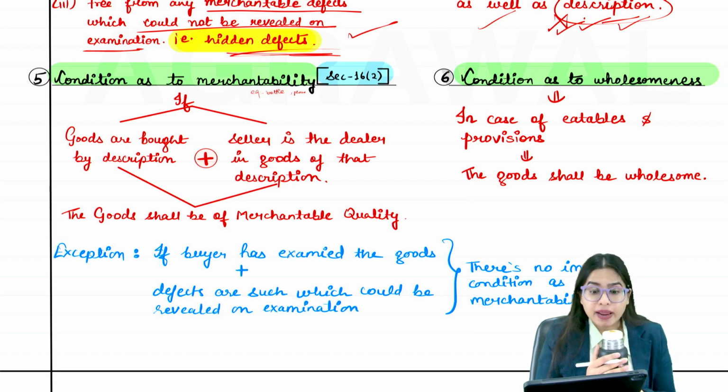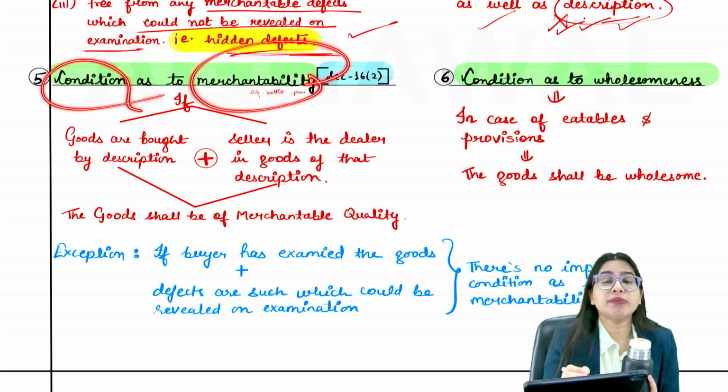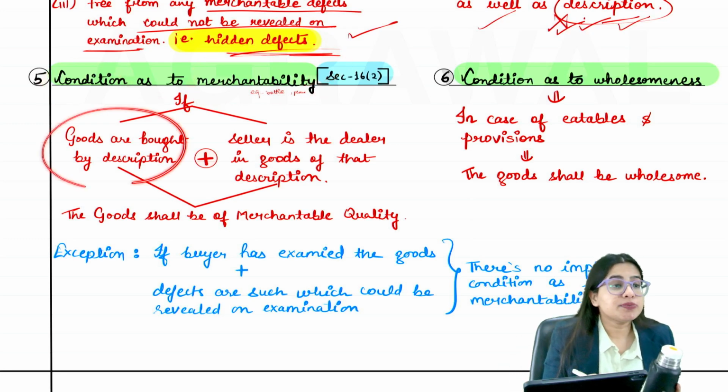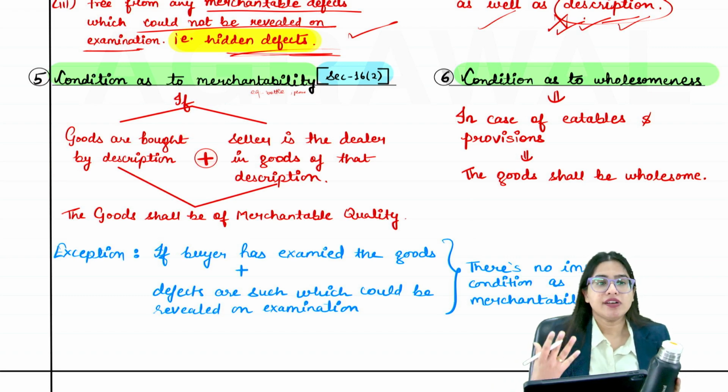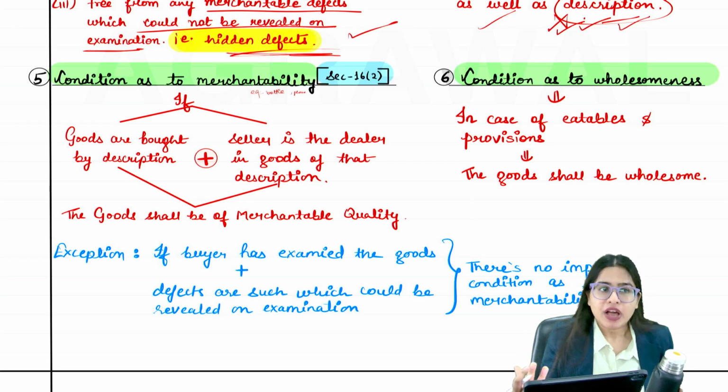So there is an implied condition that your goods should be merchantable, means usable. It should be as per the description. It should be free from defects. Are we clear with this?